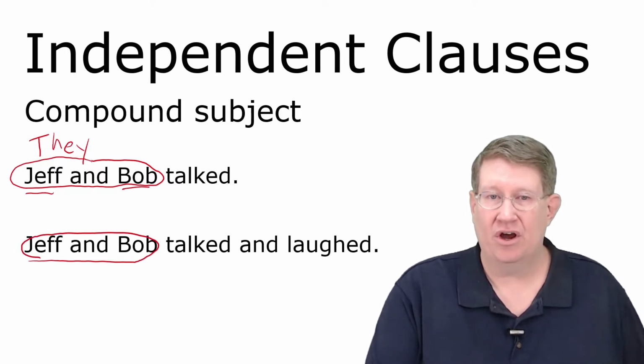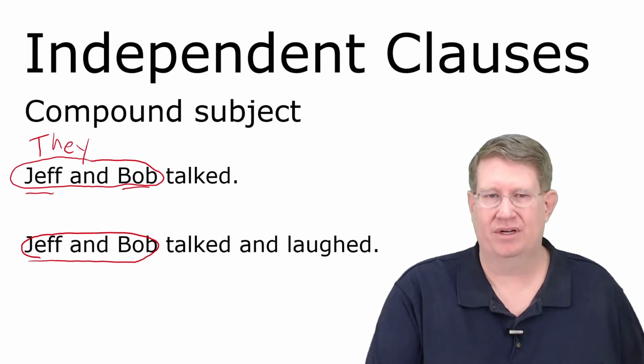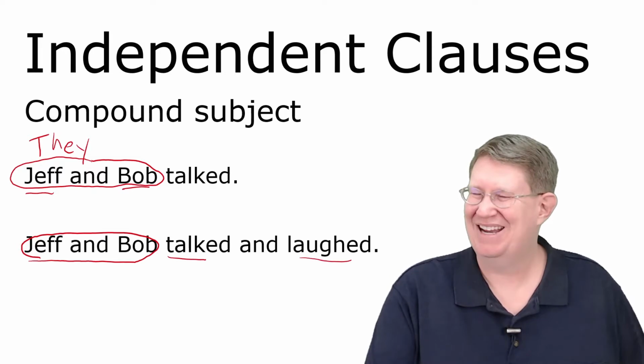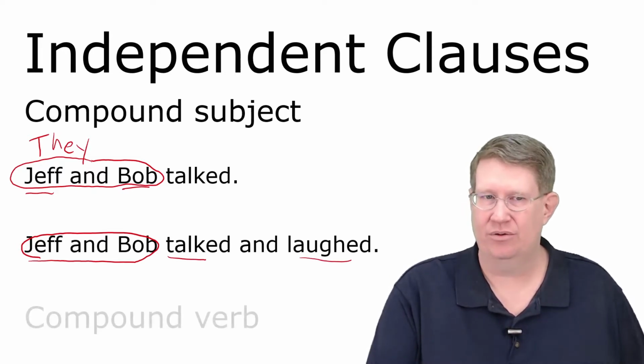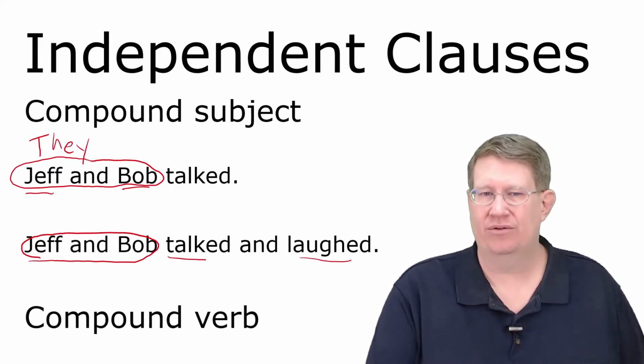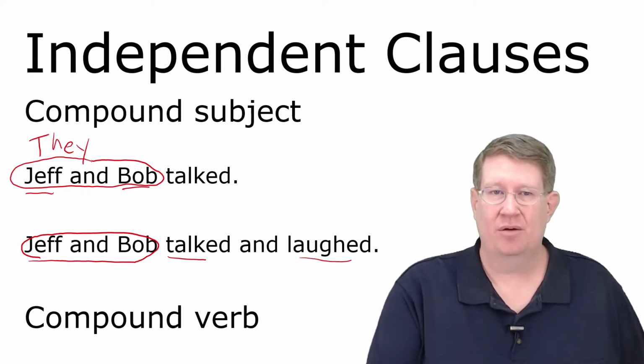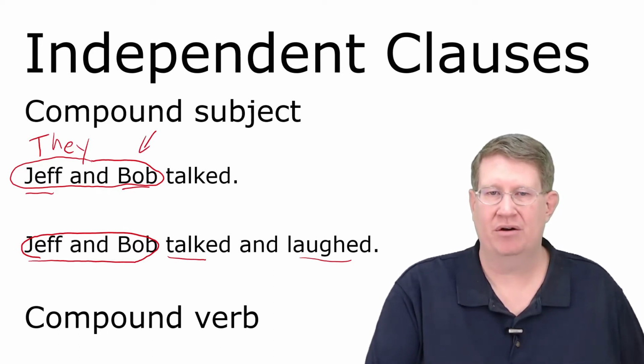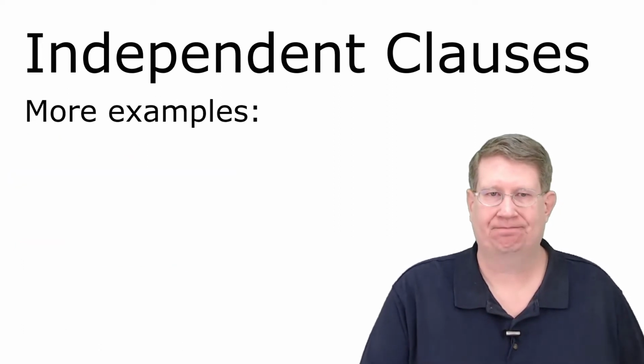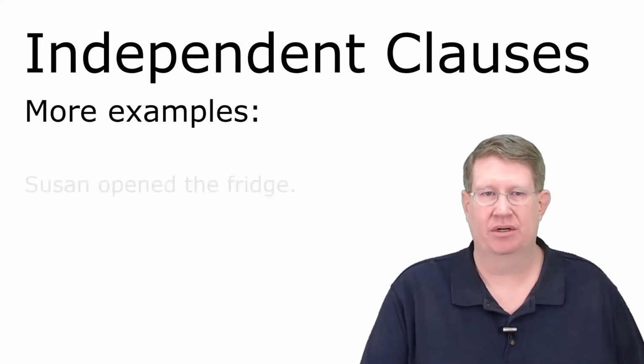Oh my goodness. Talked and laughed. Well, now I've got two verbs here again, but they kind of feel like they go together, and they do. This is what we call a compound verb. So again, an independent clause has a subject and a related verb, and it expresses a complete thought. The subject can be a compound subject, like we see here, and the verb can be a compound verb, like what we see here. Let's look at some more examples.